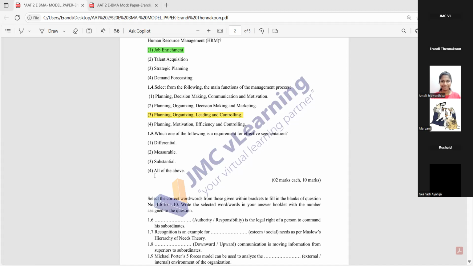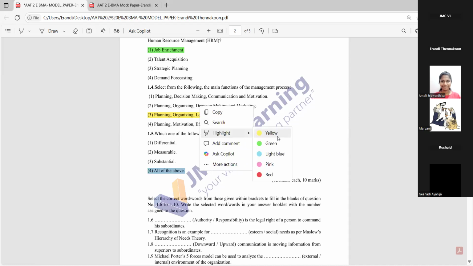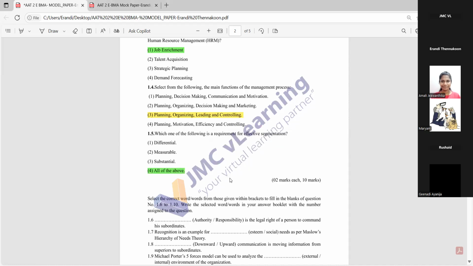So we have to focus on each segment separately, and we have to set clear marketing strategies. Those are the requirements for effective market segmentation. So what is the answer? All of the above. Yes, all of the above. Good.